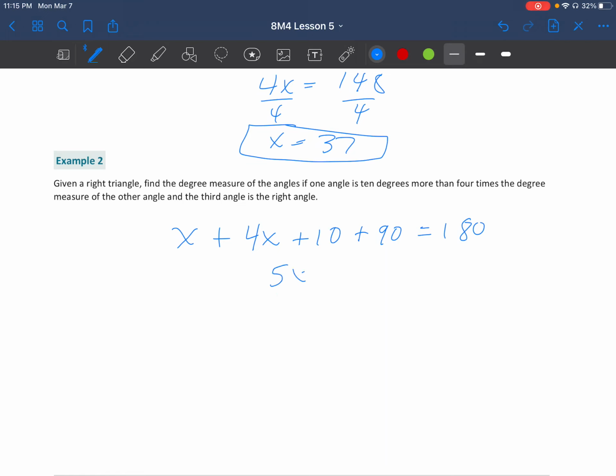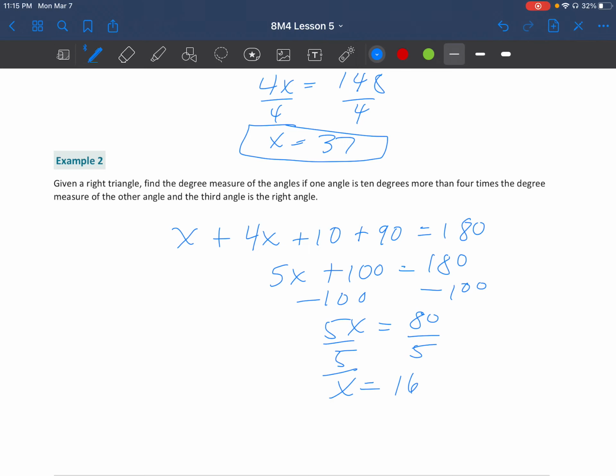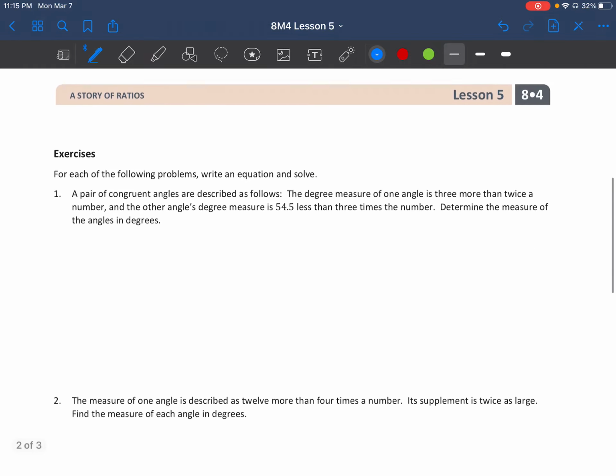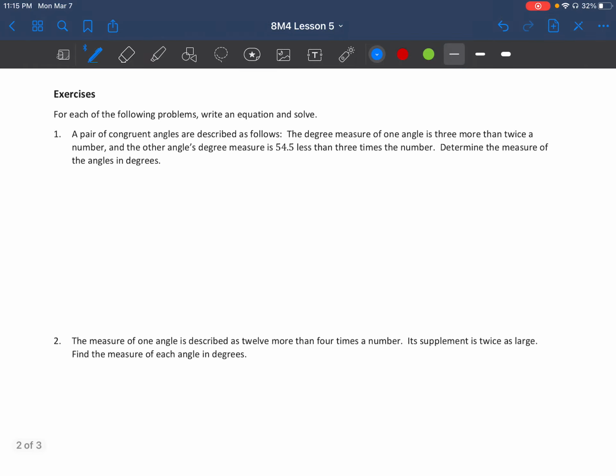All right, let's go ahead and solve our equation. Let's combine like terms. So we have 5x plus 100 equal to 180. Minus 100 from both sides. 5x is equal to 80. Divide both sides by 5. X is equal to 16. So x is equal to 16.